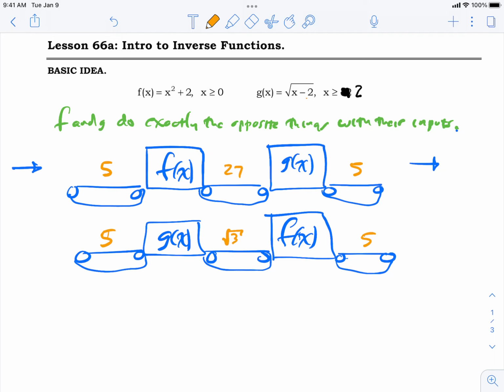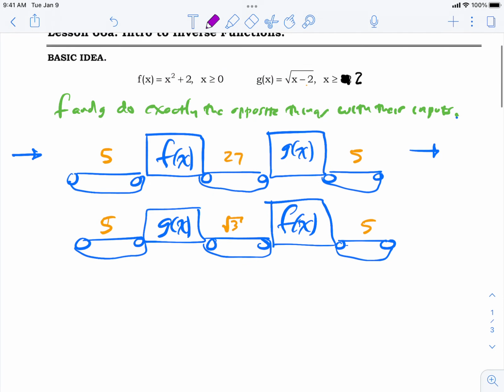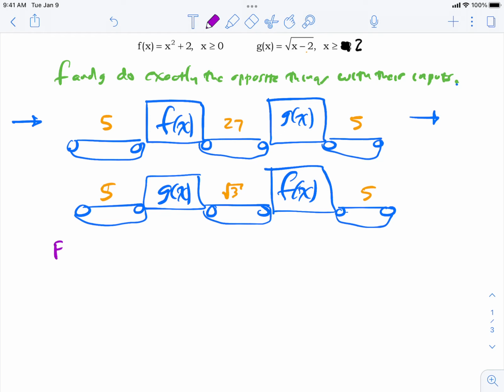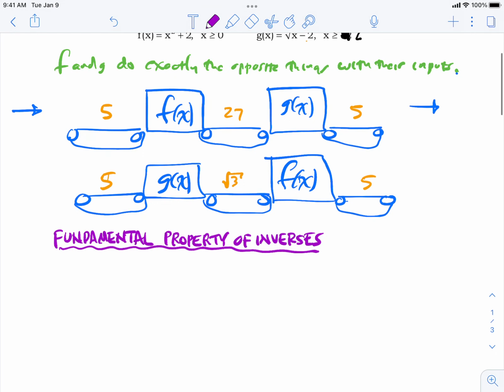Okay, in fact, this has an official name, so I might as well put that there right now. This is actually called the fundamental property of inverses. And it's fundamental, so we should write it down. The fundamental property of inverses. We're talking about inverse functions, of course. Fundamental property of inverses, and it goes something like this.